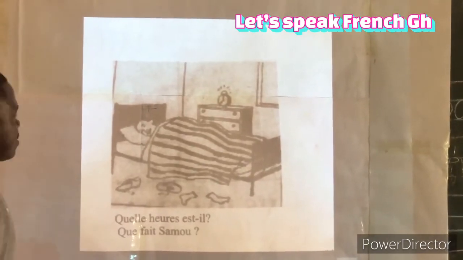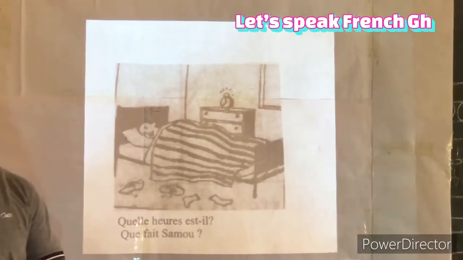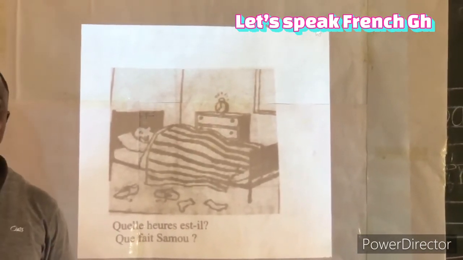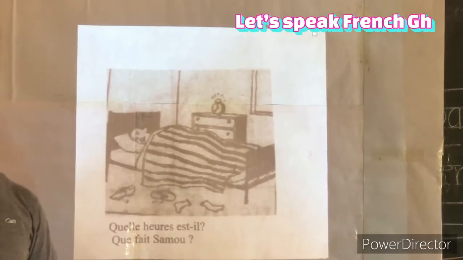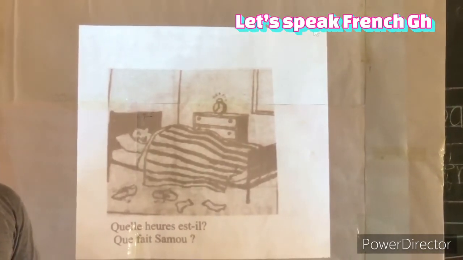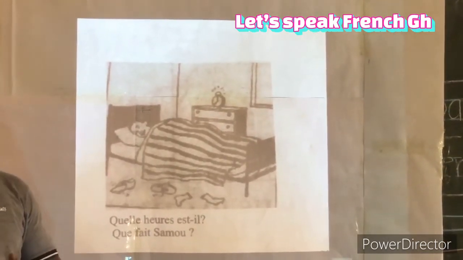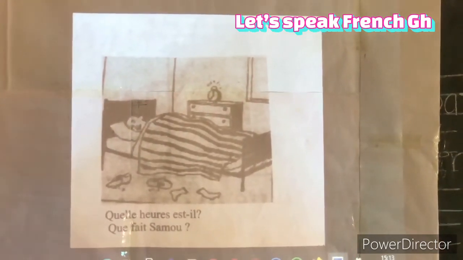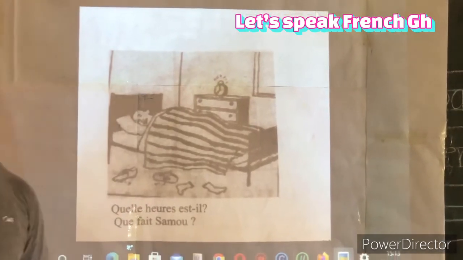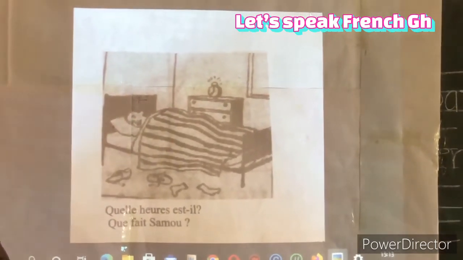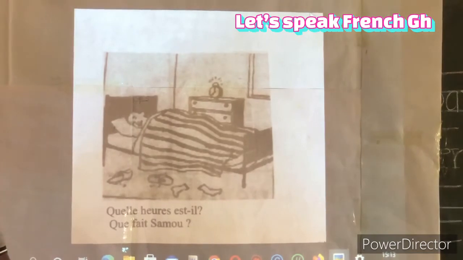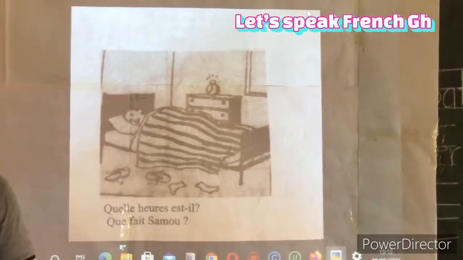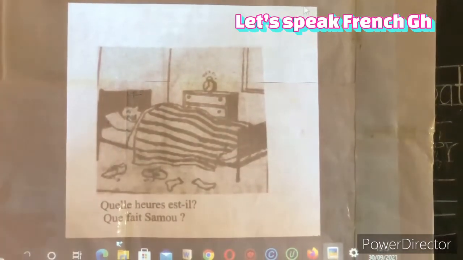Then the second one is, que fait Samu? What is Samu doing? Samu is sleeping. So in French, we say, Samu dort. So putting the two together, we're going to say, il est 7 heures. Samu dort. Alright, so I'm going to display another picture in which we are also going to be guided by some questions to describe what is happening.